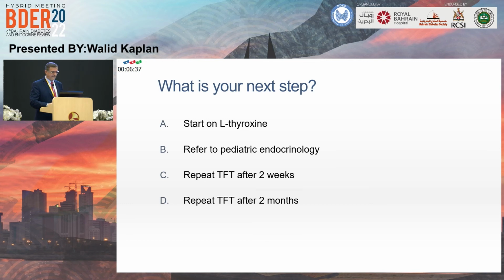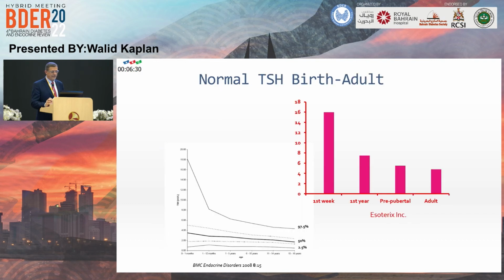All right, and the answer is you have to repeat after 2 weeks, and let me show you why. First of all, TSH in newborns and in the first month of life is absolutely not like TSH in older patients. So again, I'm showing this in 2 slides from 2 reference labs. If you are doing a TSH on your infant in a lab that does not have reference range for the first month of age, do not use that lab. Otherwise, you will not be able to interpret the data.